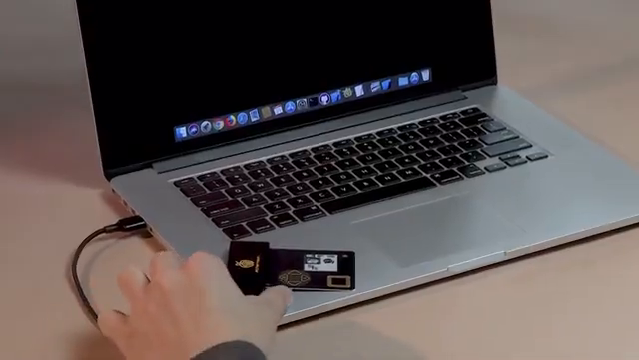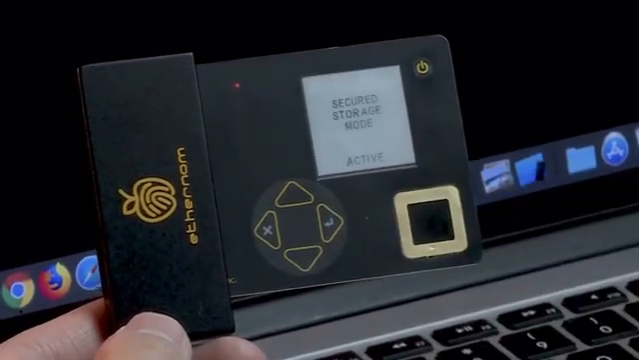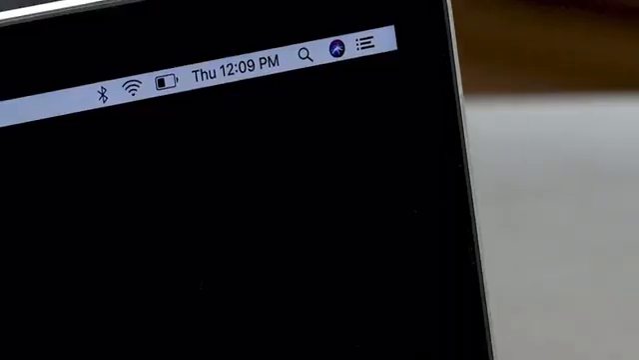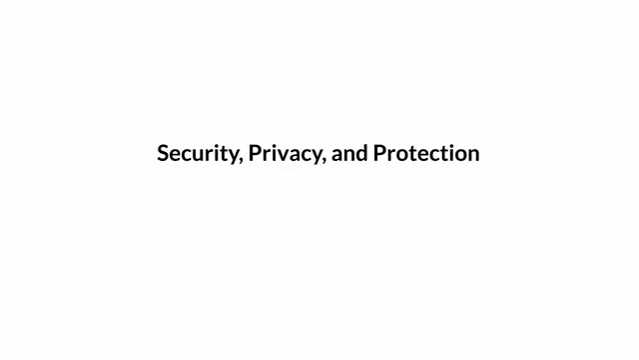BeamU is also a secure USB flash drive. Protected by your own fingerprint, BeamU secures your data, such as important documents and photos, on its flash drive storage. Security, privacy, and protection. That's BeamU.